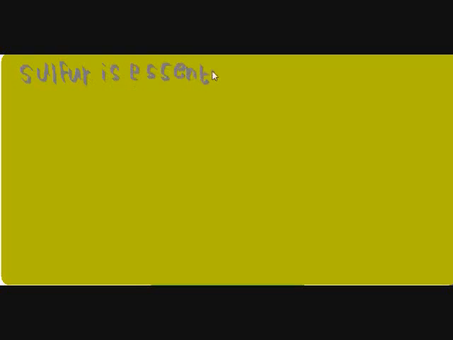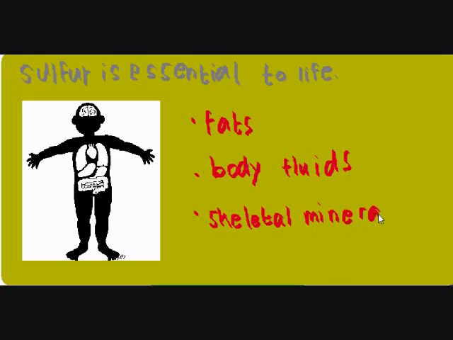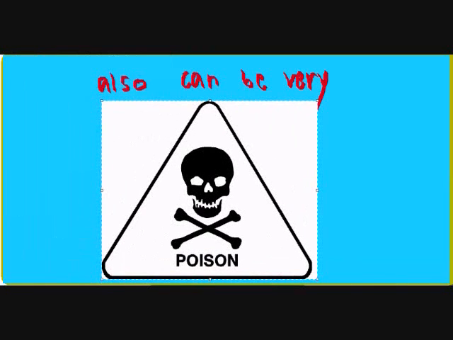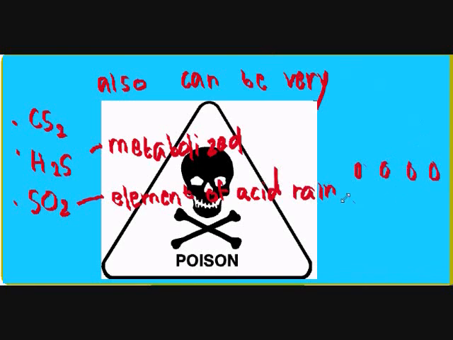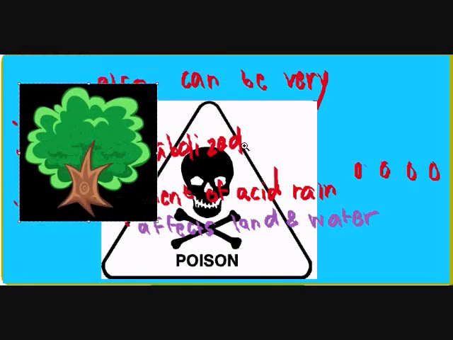Sulfur is essential to life. It is a minor but very important constituent of fats, body fluids, and skeletal minerals in both land and the sea. However, because it is so important for life, it can also be very dangerous for life in certain strange doses or forms. Some of sulfur's most dangerous compounds include carbon disulfide, hydrogen sulfide, and sulfur dioxide. Hydrogen sulfide can be metabolized, but in high concentrations can cause respiratory paralysis, while sulfur dioxide is a main element found in acid rain and therefore affects both our terrestrial elements and our world oceans.